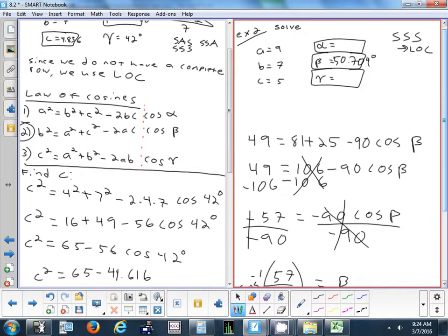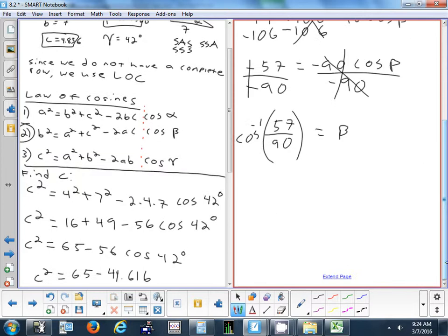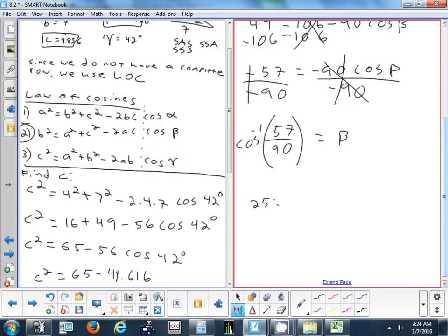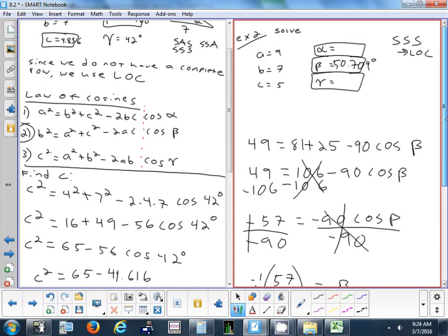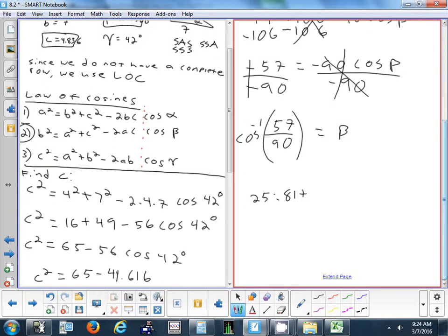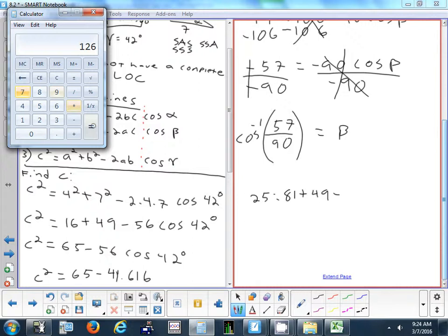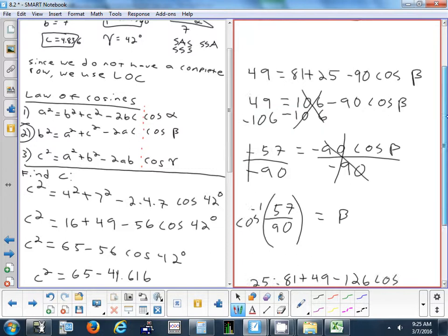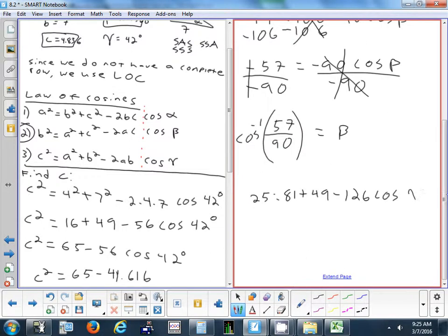So now we've got beta. Now we'll do it one more time to either find alpha or gamma. Which angle do you want to finish up with? Gamma. So gamma is c squared, so that's 25, equals a squared plus b squared, 81 plus 49, minus 2 times 9 times 7, that's 126, cosine of gamma. Now just do the same thing we just did.